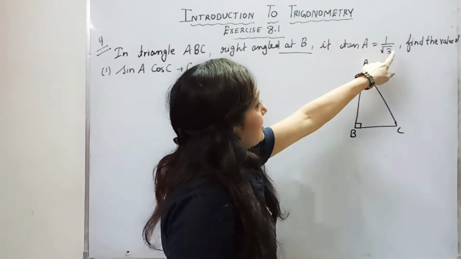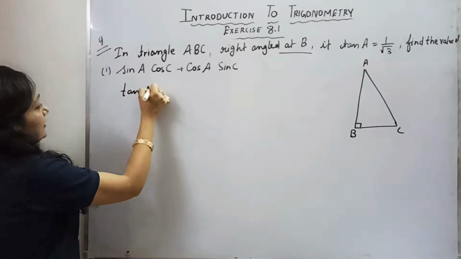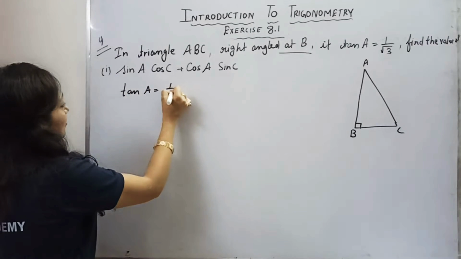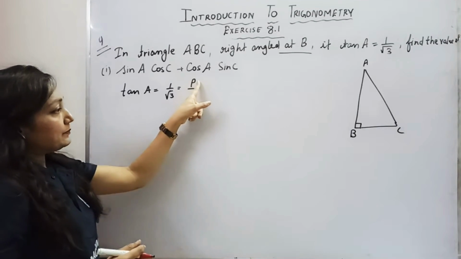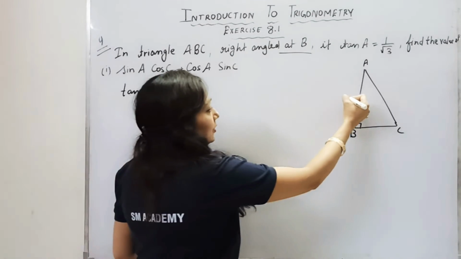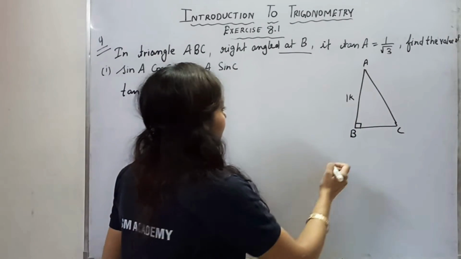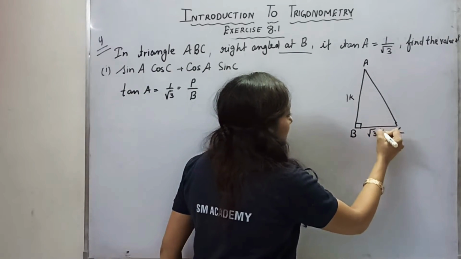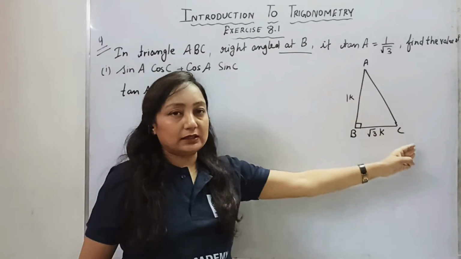If tan A is equal to 1 by root 3. What is the value of tan? It's perpendicular upon base. It means perpendicular is 1K, we can write only K also, and here the base is root 3K. Again, first of all, we have to find the AC.